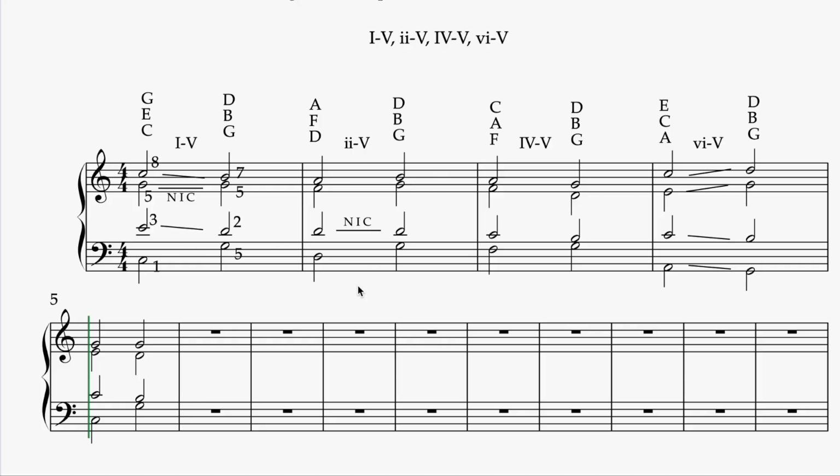Right, now, so that's 1 to 5. 2 to 5 also has a note in common. So 1 to 5 and 2 to 5 are the most common forms of imperfect cadence or half cadence because they have a note in common. So they're really good for voice leading, and that's why you'll find them to be more common. You'll notice we've got the third of the chord and we've got the fifth of the chord, and they can both step up. So you can very easily formularise this.